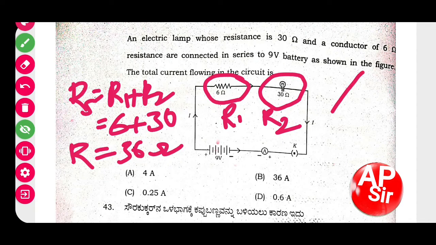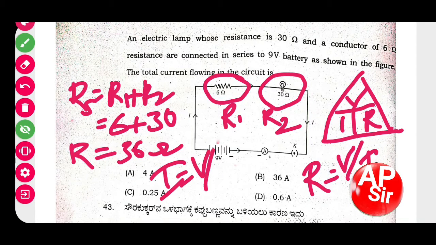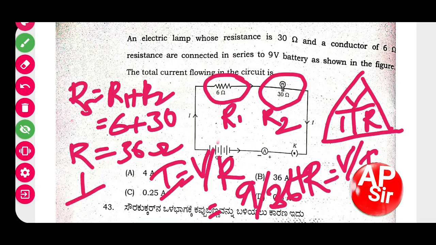To find current, we know from Ohm's law, V equals I R, so R is equal to V by I. Actually we want I, so I is equal to V by R. What is my V? That is 9. My R is 36. 9 divided by 36, so we got 1 by 4.